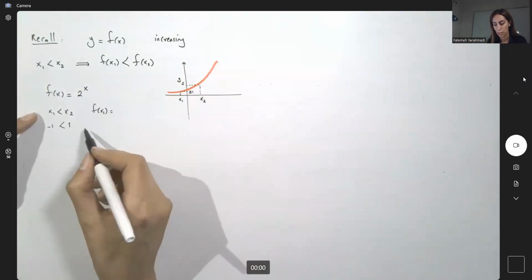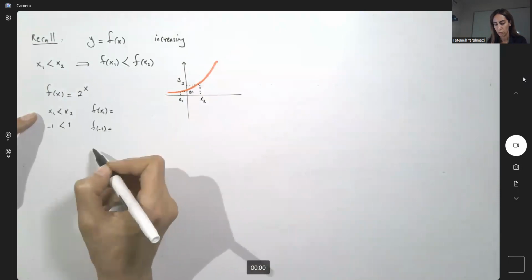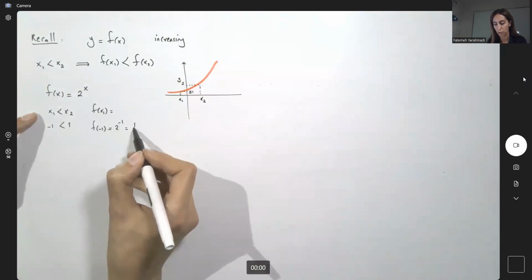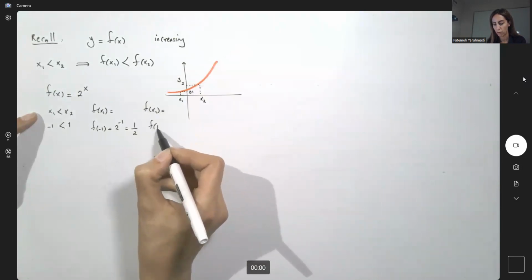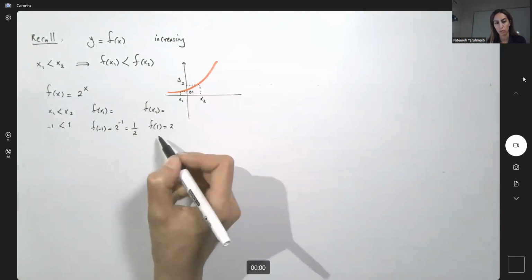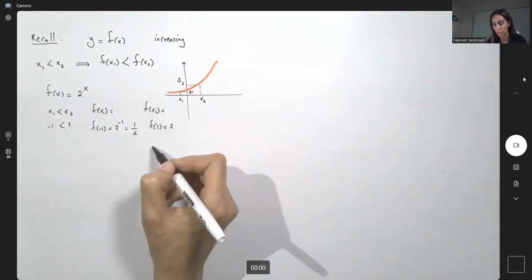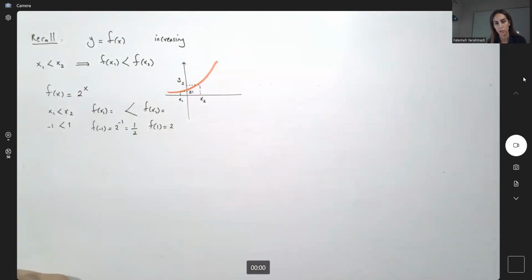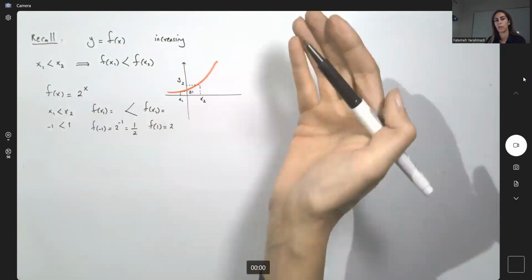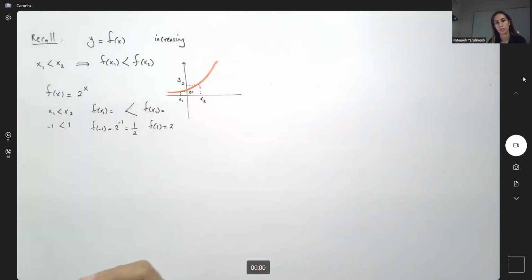f of x1 is f of -1, which is equal to 2 to the power -1, or a half. What is f of x2? f of x2 is f of 1, which is 2 to the power 1, or just 2. So of course, a half is less than 2. So f of x1 is less than f of x2. We see the increase from left to right; the graph increases.